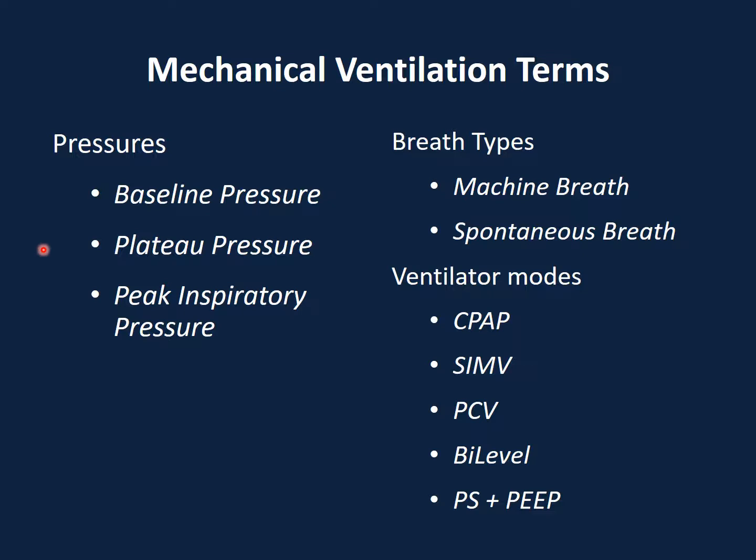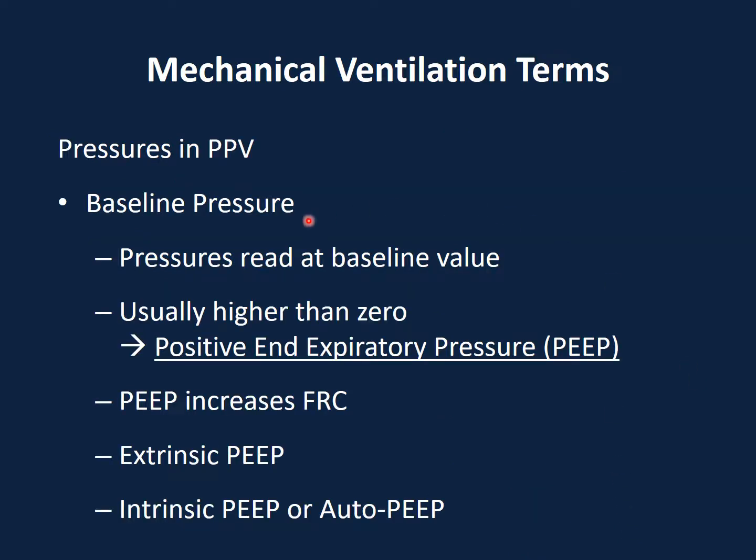So some of the mechanical ventilation terms that we also discussed during the lecture, and we'll go through this in the next. So we're referring to baseline pressure in PPV, or positive pressure ventilation. We're almost always looking at pressure that is above zero, and that pressure is termed positive end expiratory pressure, or PEEP. This is an important thing, and its main function, because it's above resting, is to help distend the lungs, preventing the lungs from fully deflating, and therefore increases the FRC, or functional residual capacity.